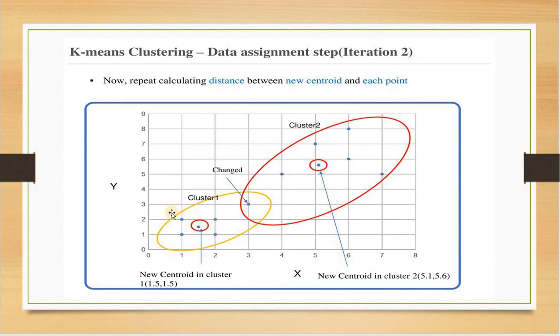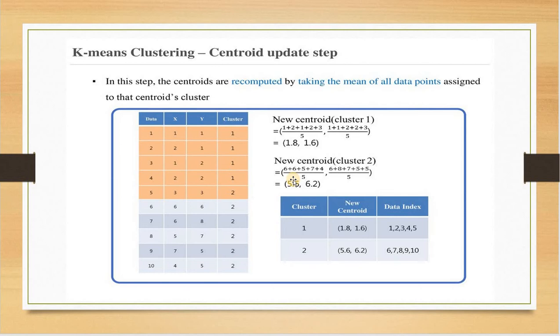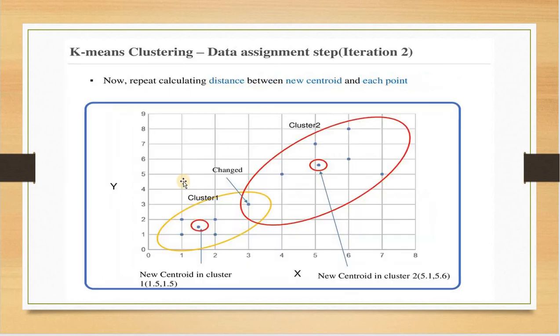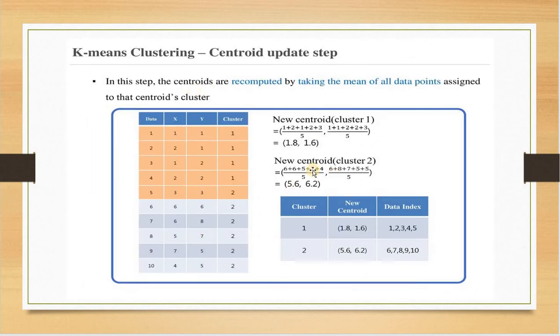For this we have to repeat the data assignment step once again. Once again we will compute the means for these points and find the new centroid. Earlier we had only 4 points, now we have 5 points because this point is added over here, and we have 6 points over here. So we find the mean, and we get 1.8 and 1.6 as our new centroid for cluster 1, and 5.6 and 6.2 as the centroid for cluster 2.